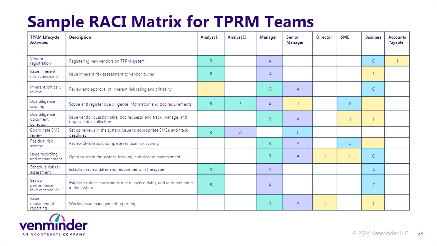So for example, in this first one, we're registering new vendors on the third-party risk management system. That might be one of your analysts. Their manager then approves it. You are consulting with the line of business to make sure they're aware that everything's up and running, and you may just let accounts payable know so they can compare it to their list and make sure that those folks are on their radar.